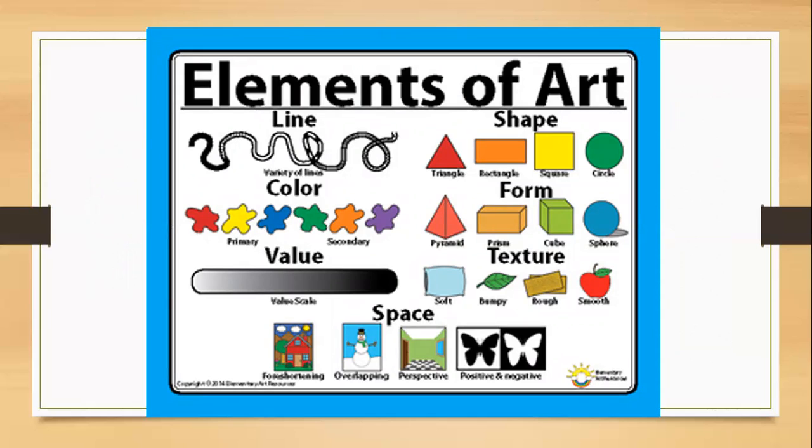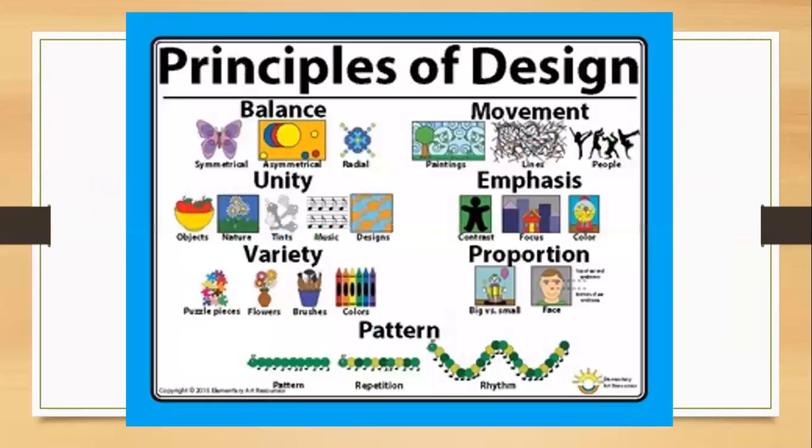Here you can see a poster of the elements of art. As you're creating your assemblage, think about how you are going to incorporate line. Is your assemblage going to have texture? Are you going to incorporate certain colors in your design? For the principles of design, are you going to include a pattern? Are you going to create emphasis by making the viewer's eye go to a certain space? Are you going to use a variety of different things?